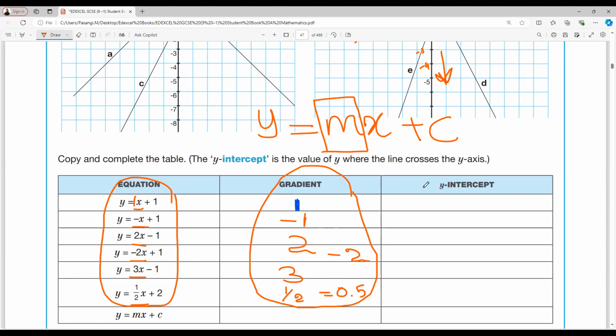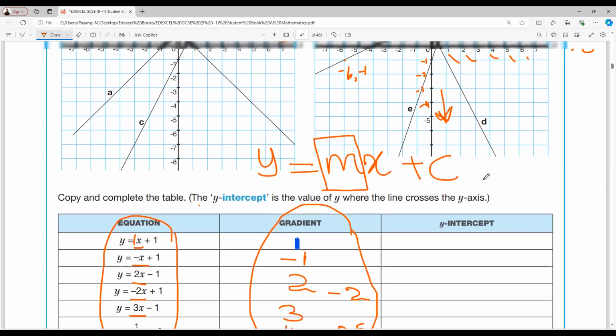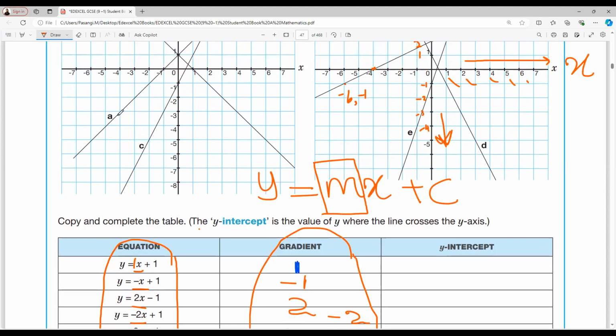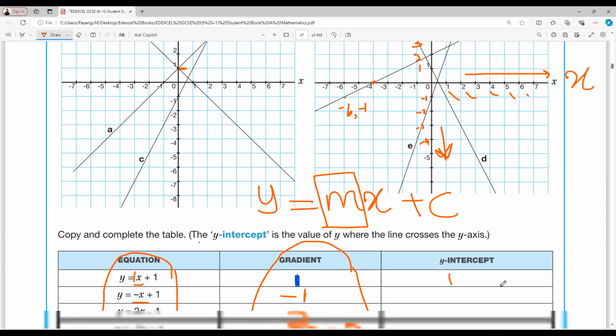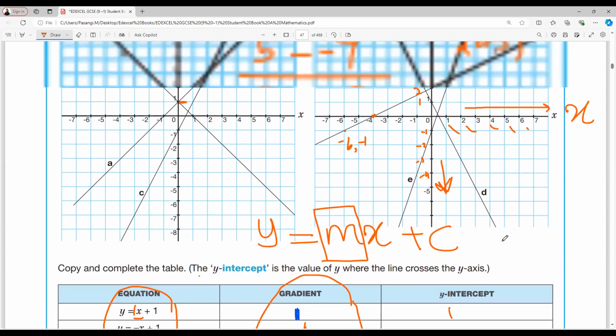Then we have the second part, that is the y-intercept. Now, y-intercept means what? See, they have given the definition. Y-intercept is the value of y where the line crosses the y-axis. So if it's A, what is the y-intercept? See, the line crosses the y-axis from here. That means the y-intercept is what? 1. Yeah. Likewise, can you fill in the y-intercept values as well?